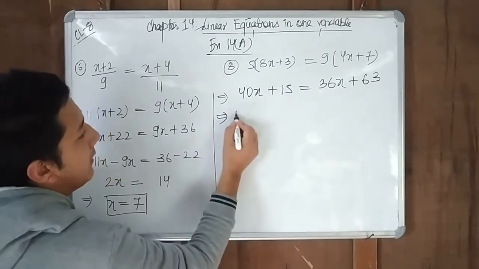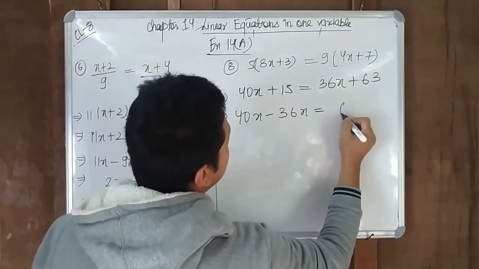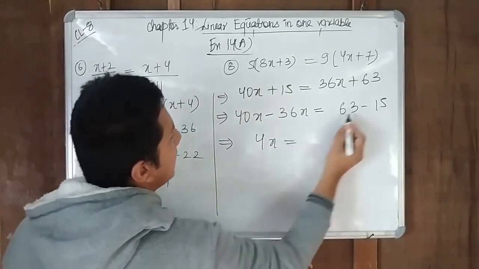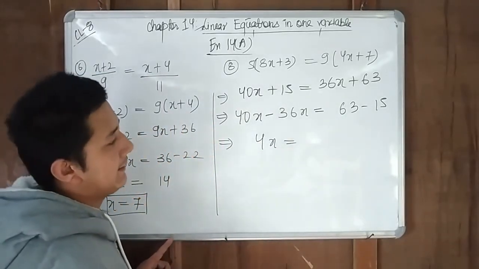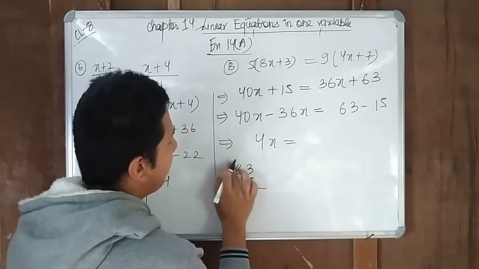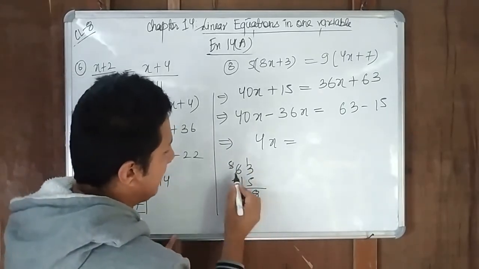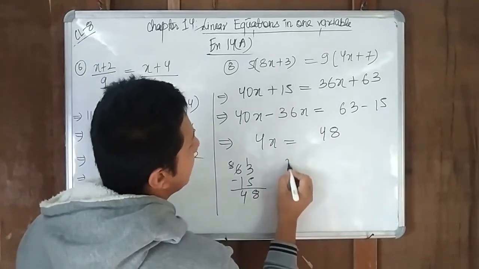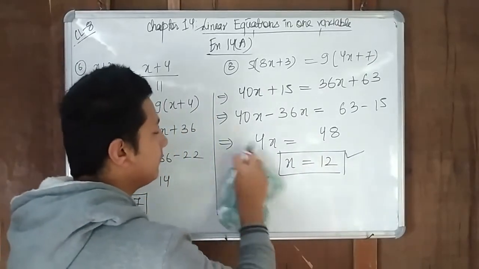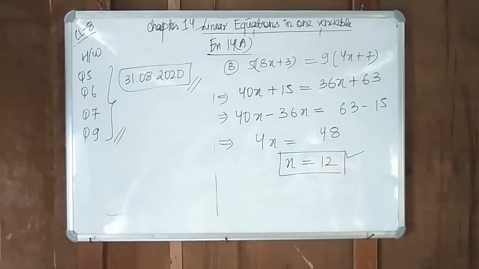Let's keep x together. So 40x minus 36x is equals to 9 sevens is 63 minus 15, right? So therefore this will be 4x, and this will be 63 minus 15, which is 48. So 4 twelves are 48, so hence x is equals to 12. So please make a note of this, boys. Alright, so this is question number 6 and question number 8. Pause the video, note it down.